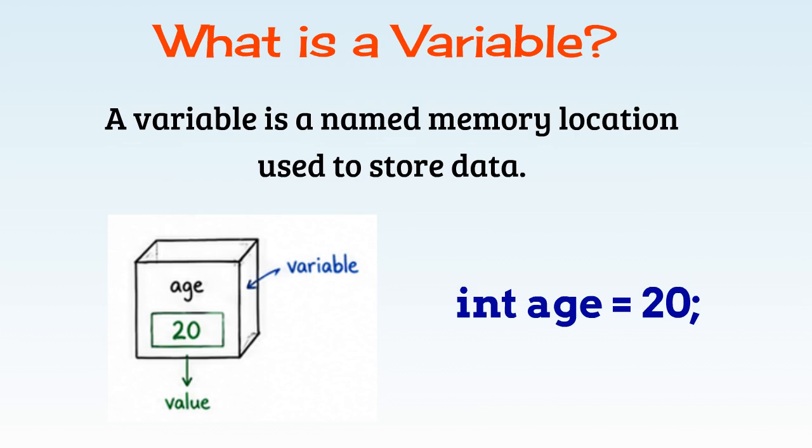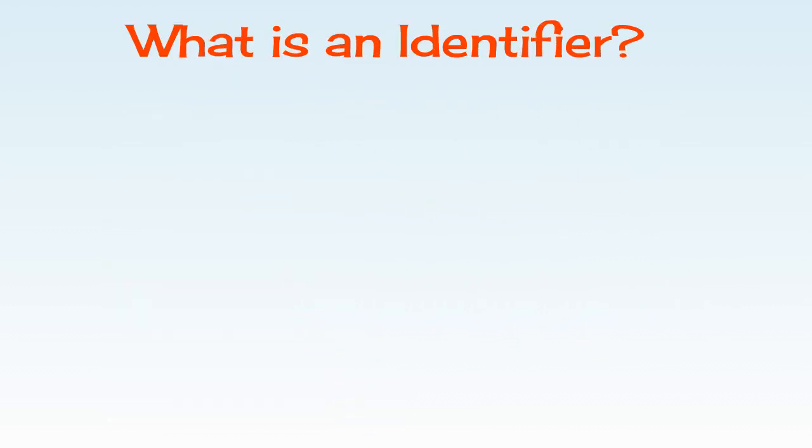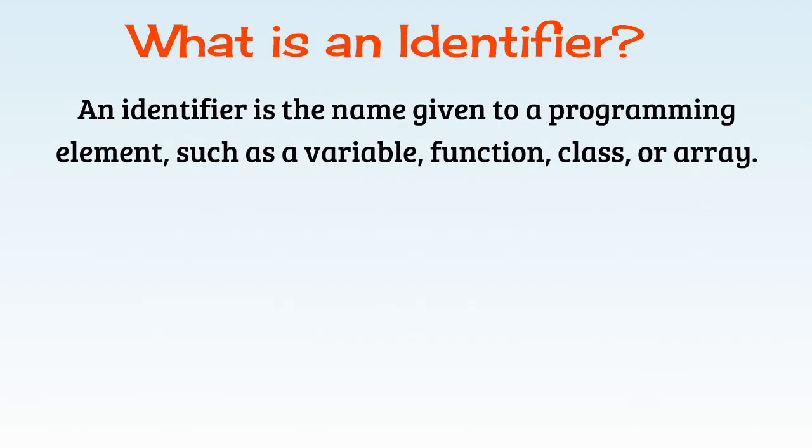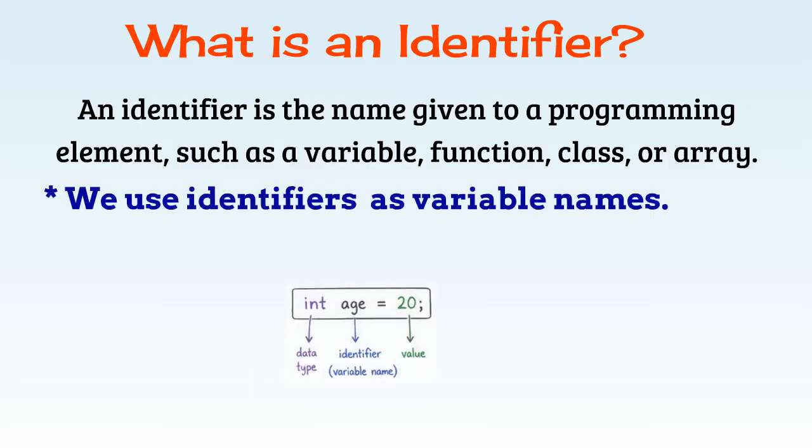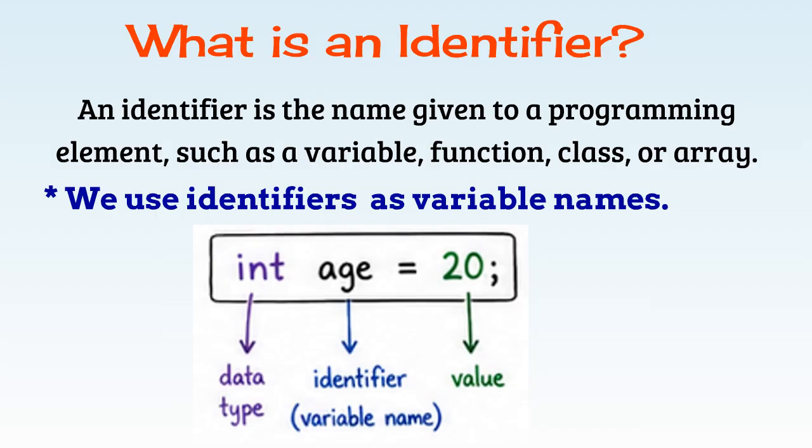Now that we know what a variable is, let's talk about identifiers. An identifier is the name given to a programming element, such as a variable, function, class, or array. In this lesson, we'll focus on identifiers used as variable names. Let's look at this declaration: int age = 20. Here, int is the data type, age is the identifier or variable name, and 20 is the value assigned to the variable. Whenever you create a variable, you're actually creating an identifier that represents a location in the computer's memory.